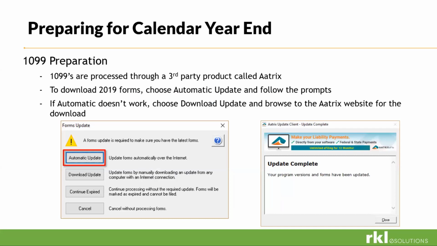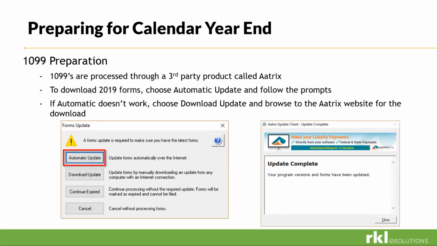So the 1099s are processed through a third-party product called Atrix, which is built into your Sage 100. And after you have gone through the initial screen that we showed in the previous slide, you will be presented with an option to update your forms. What this does is download all of the current forms for 2019. You can choose Automatic Update, and it will simply walk you through the download and the installation, and then it will show you Update Complete.